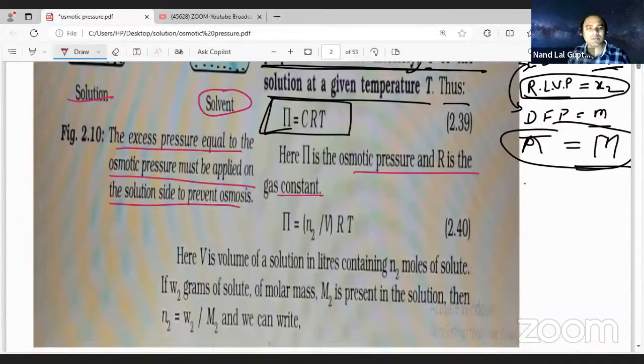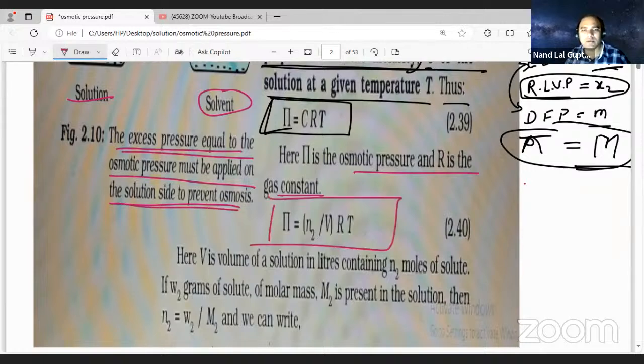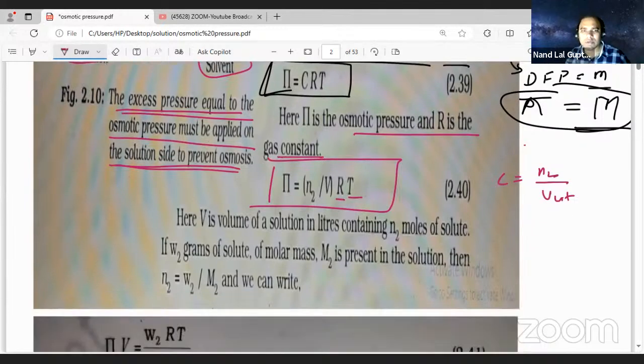Here the osmotic pressure must be applied on the solution side to prevent osmosis. Pi is equal to N2 by V RT. This is why we are writing N2 by V: C is the concentration term, so number of moles of solute, that is N2, by volume of solution in liters. RT, R is the proportionality constant called the gas constant, T is the temperature. Here V is the volume of solution in liters containing N2 moles of solute.